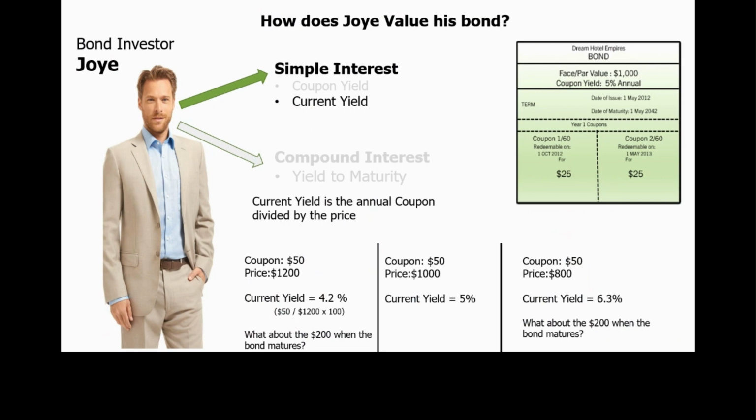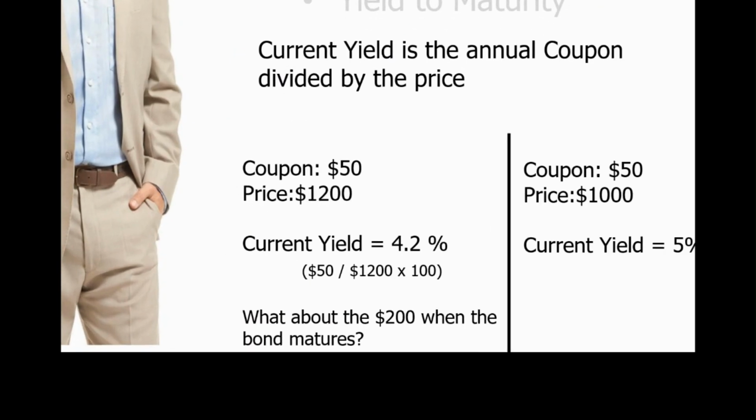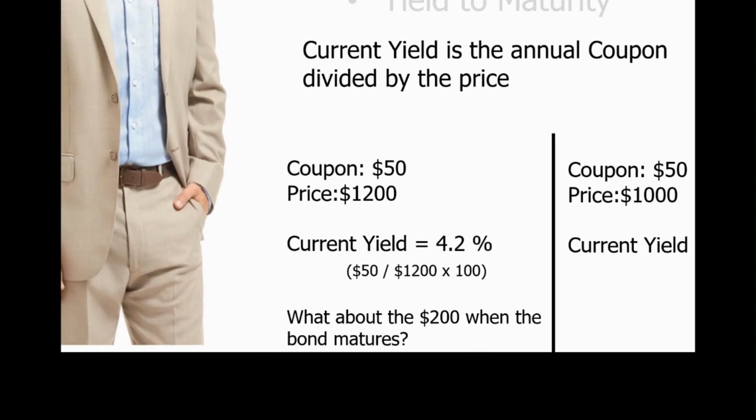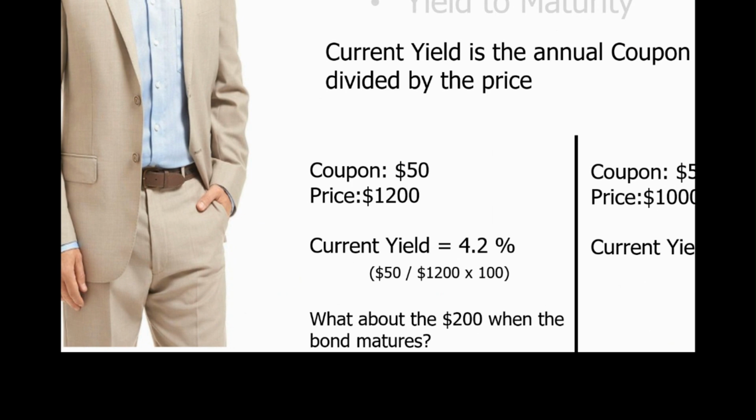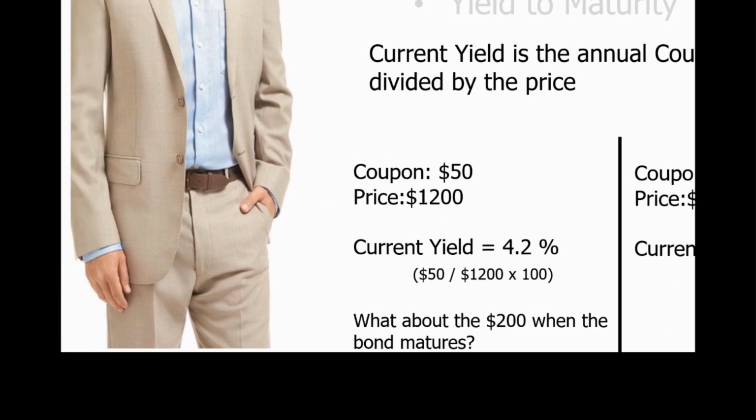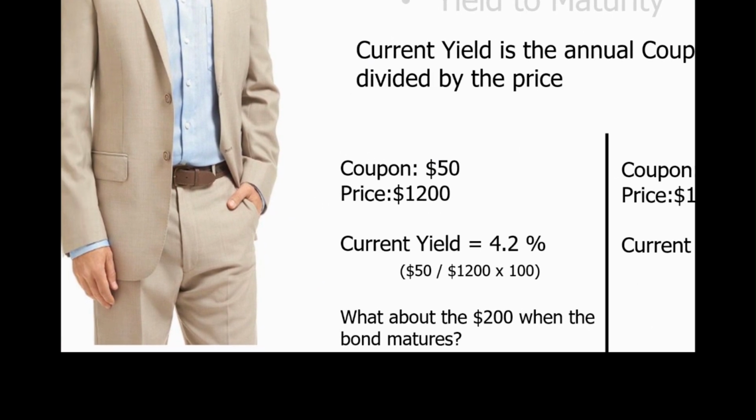Okay. So now let's look at the first one that we have, where Joey bought this for $1,200. Okay, the current yield on that is 4.2%. But what about the $200 that he's going to lose when this bond matures? Because we know whenever the bond matures, he's only going to get $1,000 back, because that's the par value.